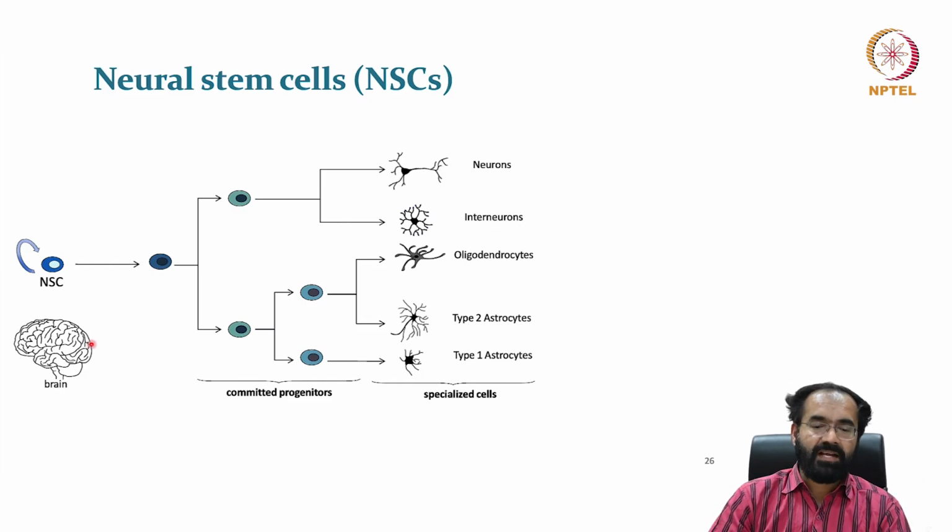So what you should understand is that these neural stem cells are capable of giving rise to both neurons and glia, which are terminally differentiated, and astrocytes are also a glial cell population.